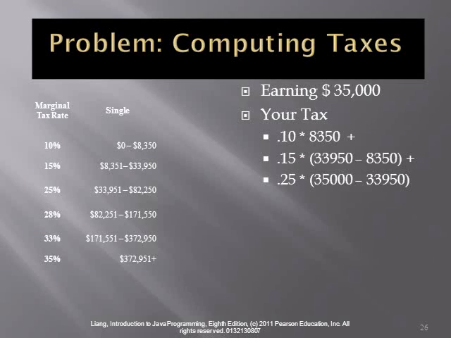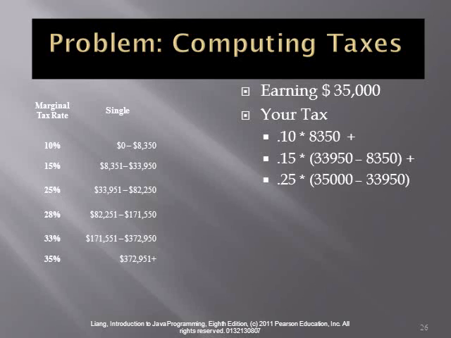Okay, because taxes aren't so simple, it takes a little bit of explanation on how taxes are computed. So suppose that you're single and you earn $35,000. Well, you pay tax on the first $8,350. Then you pay an additional tax on the amount greater than $8,350 but less than $33,950, and then you pay a little bit more tax on the amount greater than $33,950.